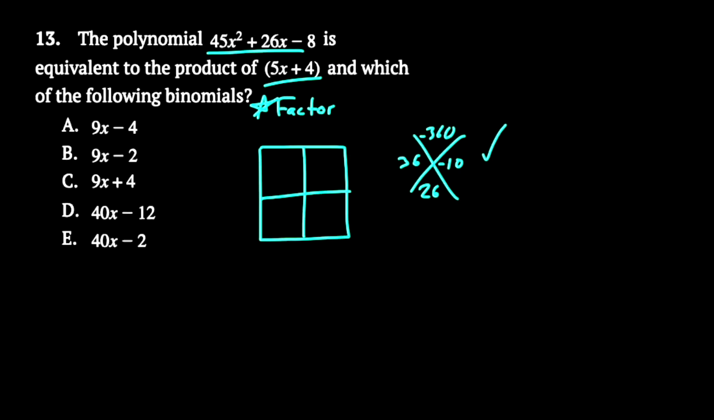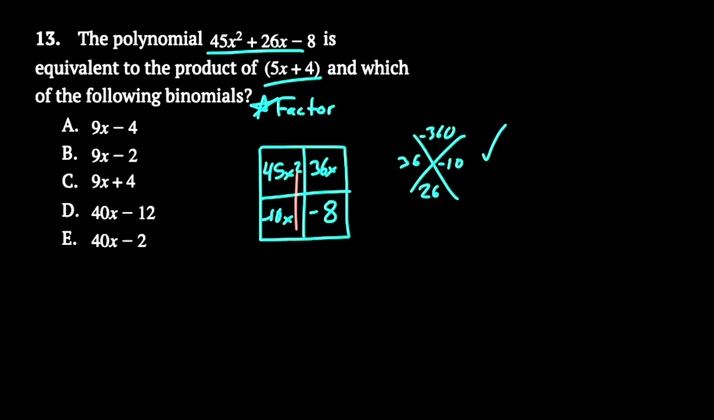Okay, so now we can fill out our box. The first term, the 45x squared, goes in the first box. The negative 8 goes in the last box. And then we weren't sure how to take this 26 and split it between these two boxes, but now we know. We're going to put 36x up here and negative 10x down here. So then you just have to start factoring out of the box.